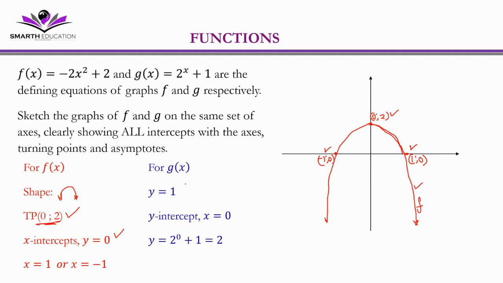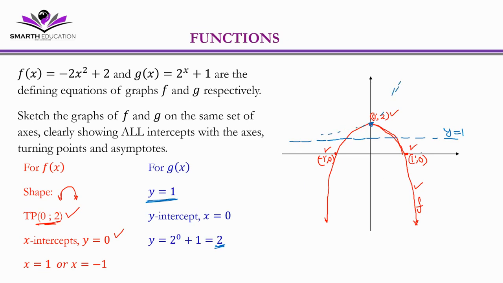We need to sketch g of x. Let's start with the equation of the asymptote. This is the asymptote, y is equal to 1. The y-intercept is 0, 2, same as this. And then the graph is increasing, which is going to be like this.